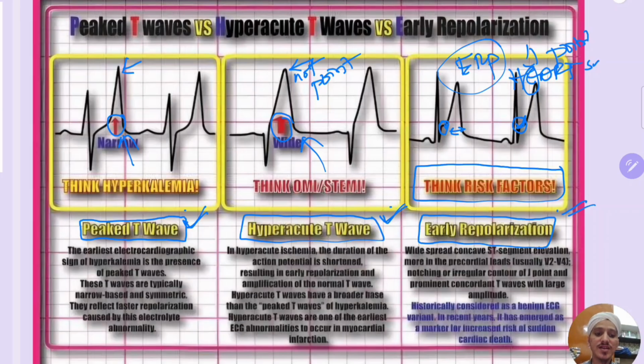So early repolarization pattern is now a marker of increased risk of sudden cardiac death. Remember, early repolarization pattern is considered a marker of risk factor for sudden cardiac death. Remember that point.